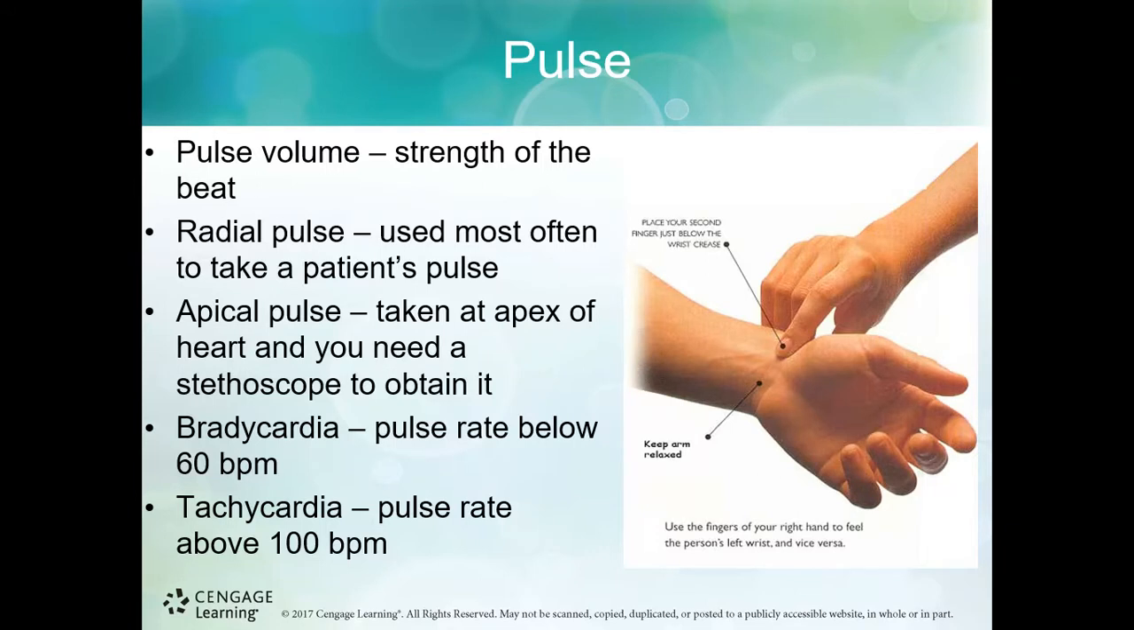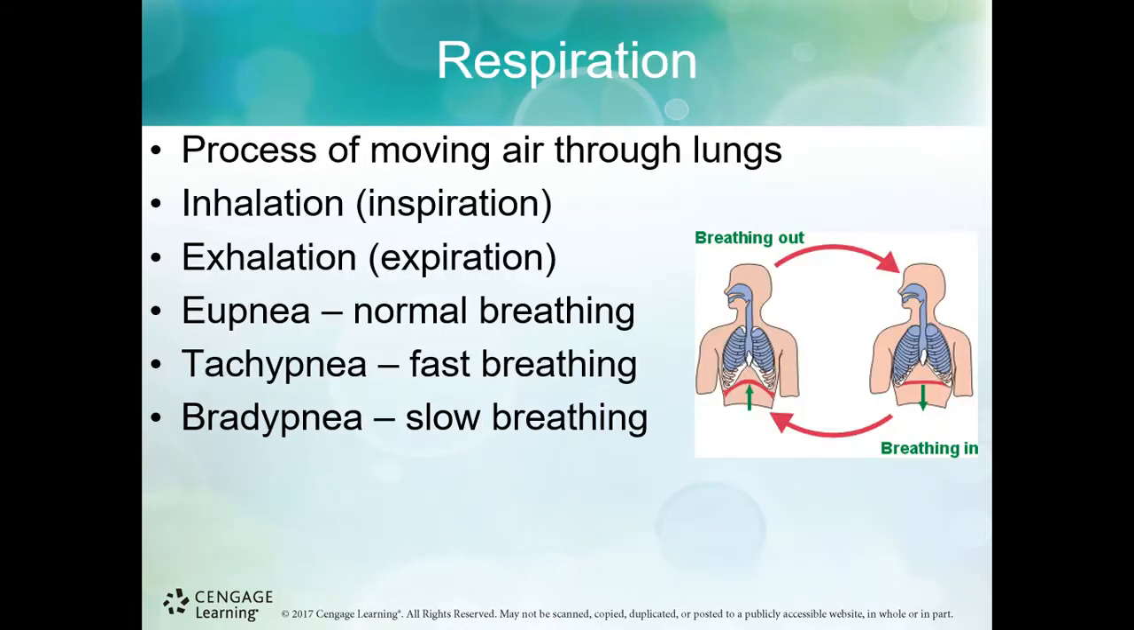The wrist, it's very important that you do not use a thumb to take a patient's pulse because a thumb has its own pulse. You'll see in this slide that 60 to 100 is normal. Bradycardia means a slow pulse rate, and that would be under 60. Tachycardia means a rapid pulse rate that's above 100.